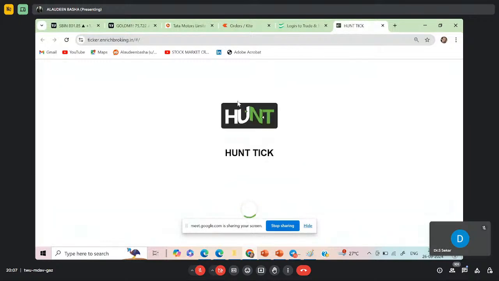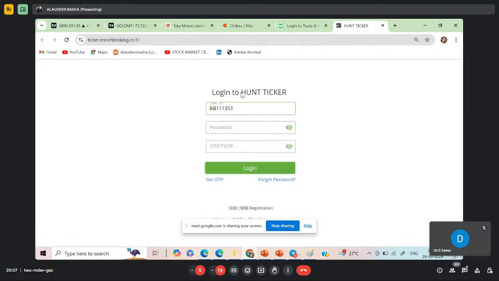You can open any number of demat accounts. There is no issue. All the demat accounts are free only. There is no issue.